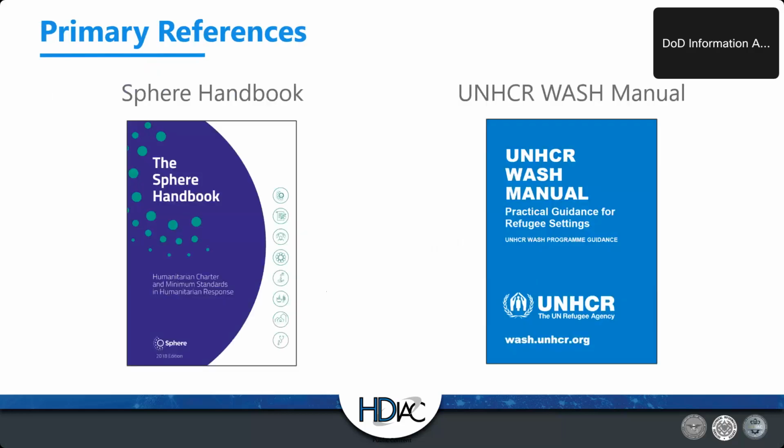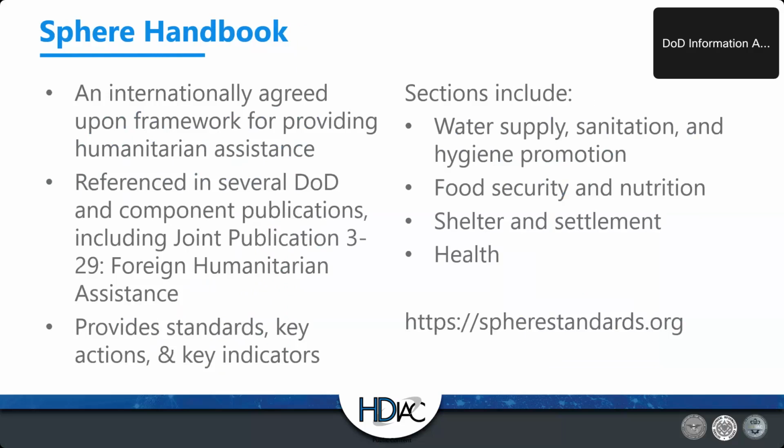So our two primary references that we went over, there's a lot more information out there on managing these types of migrant camps. The two primary ones that we focus on are the Sphere Handbook and the UNHCR, UN High Commissioner for Refugees, WASH manual. WASH being water, sanitation, and hygiene. The Sphere Handbook is an internationally agreed upon framework for providing humanitarian assistance, and it is mentioned in DoD publications, including JP 3-29 on foreign humanitarian assistance. And it provides standards, key actions, and key indicators.